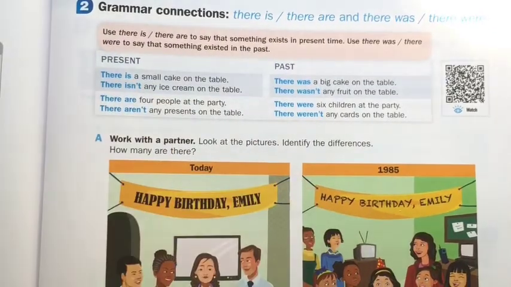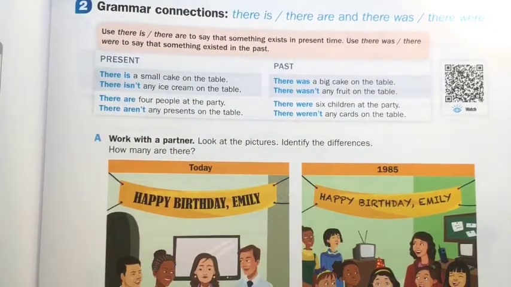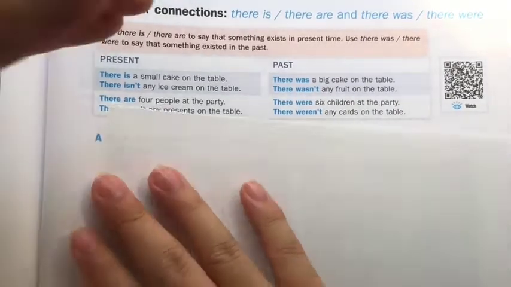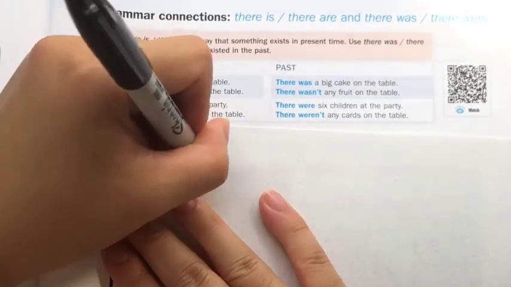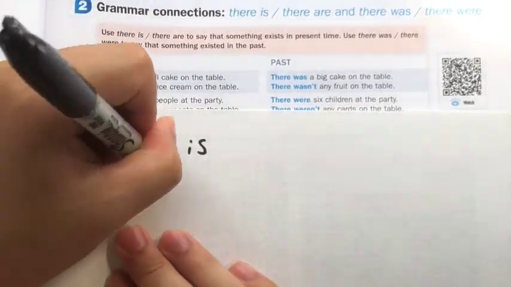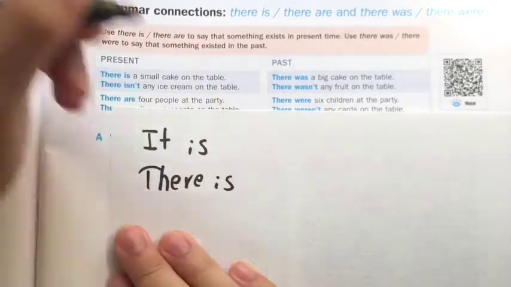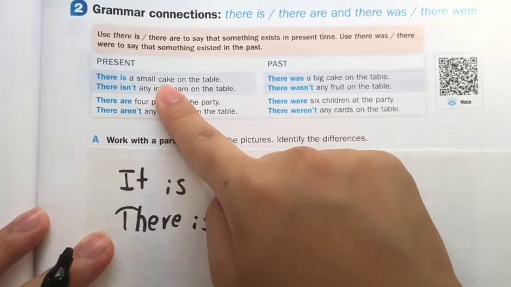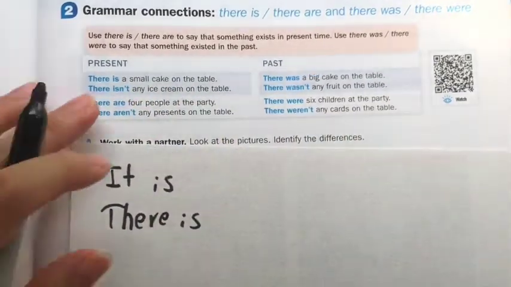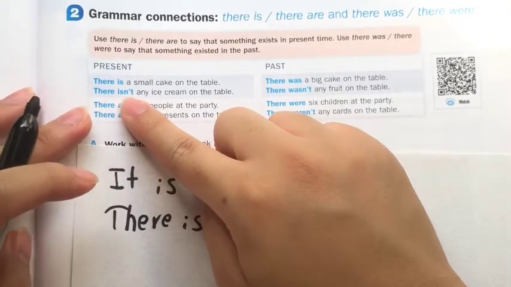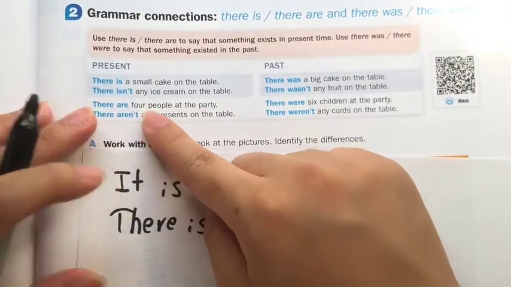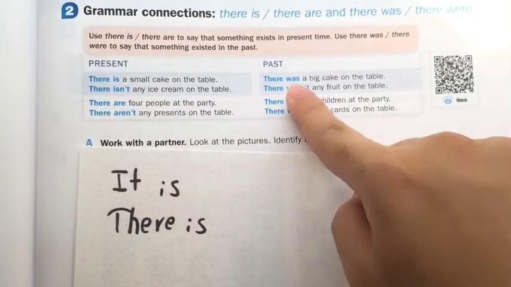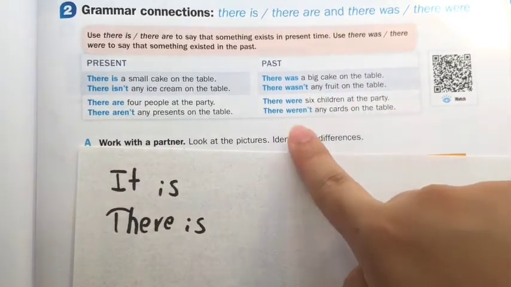Why? Because, paper. We're using the word it. It is. There is a cake on the table. Because there's one cake, we use is. And of course, for the negative, we say is not or isn't. When there's more than one thing, we say there are. The negative for there are is there are not. There aren't. There was, there wasn't. There were, there weren't.